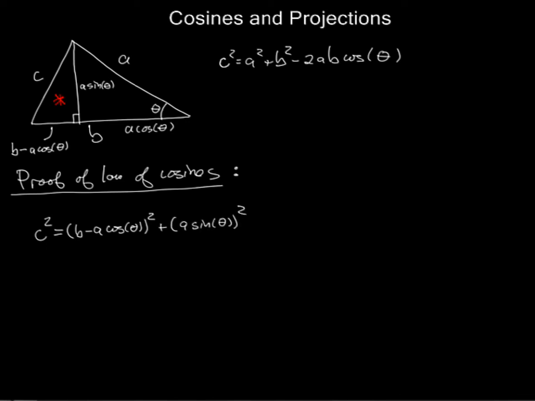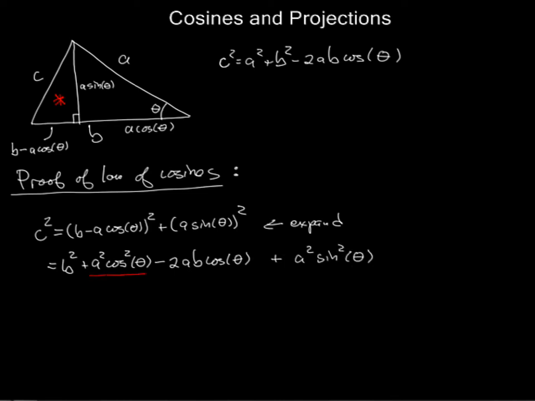And now you just have to work out the right-hand side and see what happens. So let's do that. When you square the first term, you get b squared plus a squared cosine squared theta, plus the mixed term, minus 2ab cosine theta. And the other term gives you an a squared sine squared theta. And now the a squared sine squared and the a squared cosine squared add up to a squared. So you get b squared plus a squared minus 2ab cosine theta, and you're done.